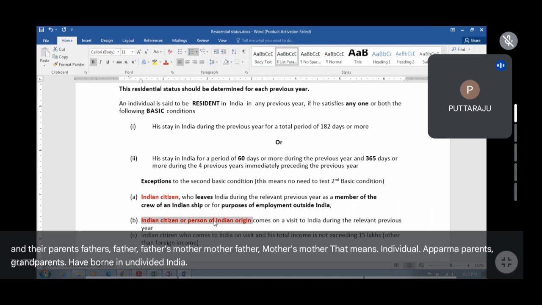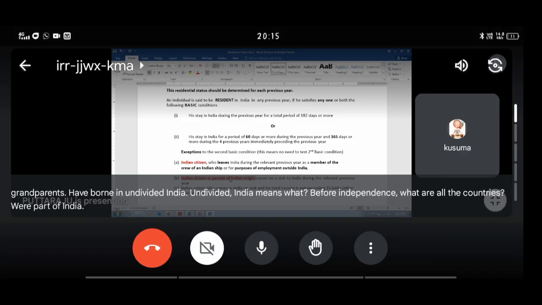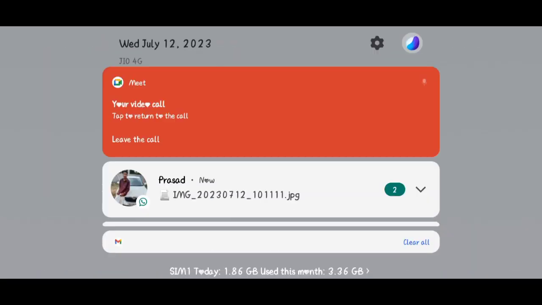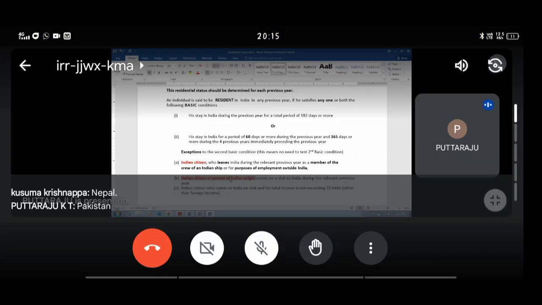Undivided India means what? Before independence. Before independence, what were all the countries that were part of India? Pakistan, Burma, Nepal, whatever it is. Okay.